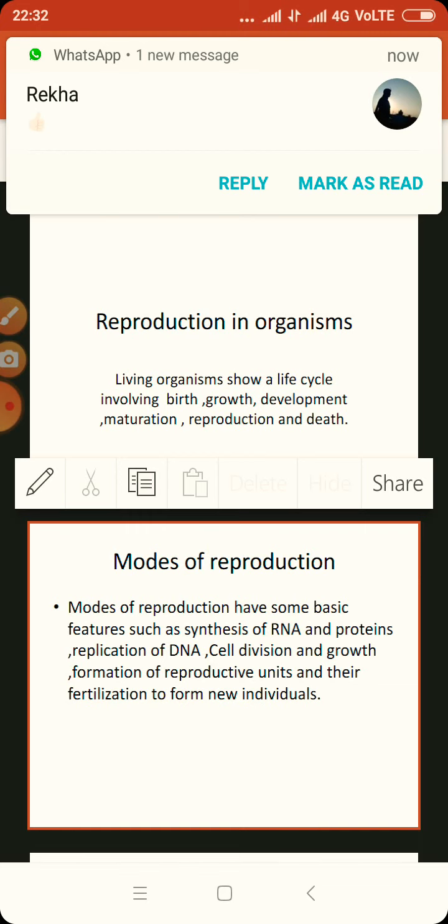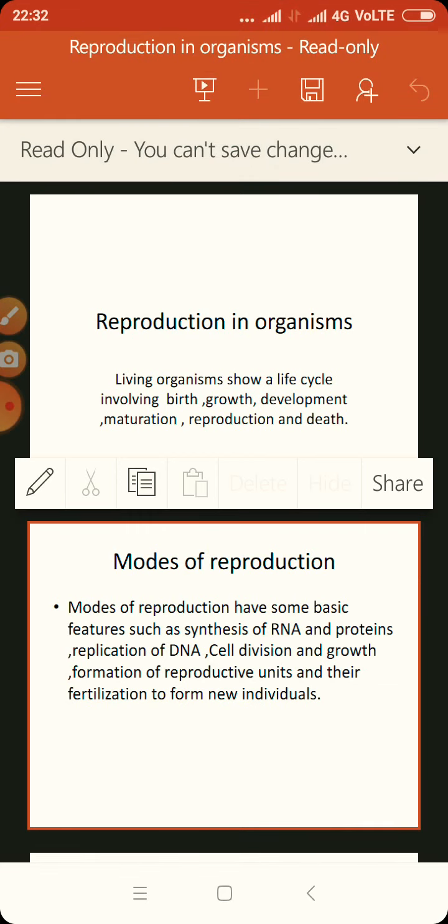Once it produces the young ones, those young ones grow, mature, and repeat the process. Thus reproduction results in continuation of species and introduces variations in organisms, which are essential for the adaptation and evolution of their own kind.